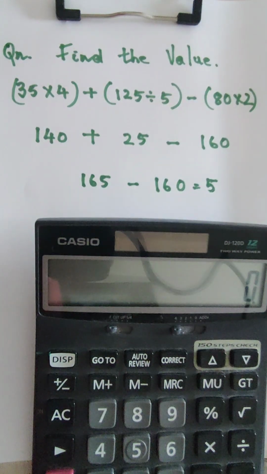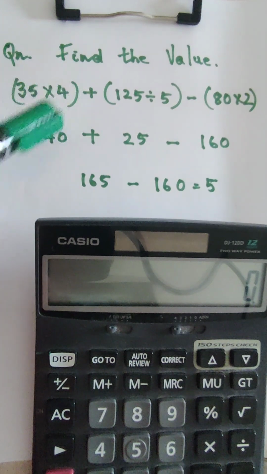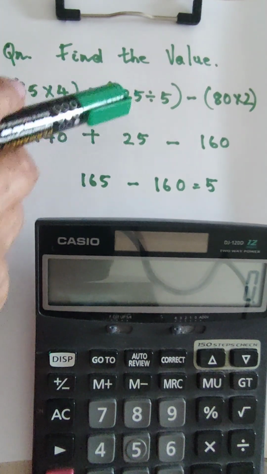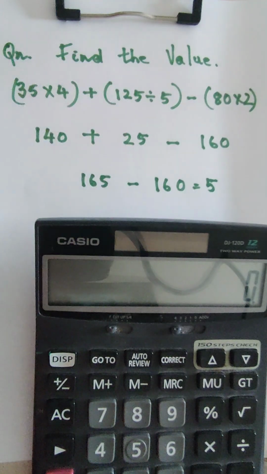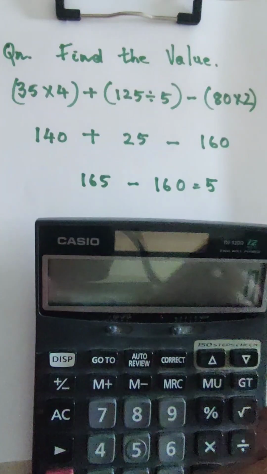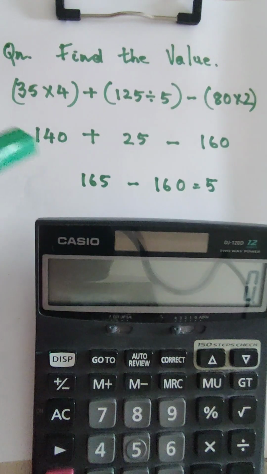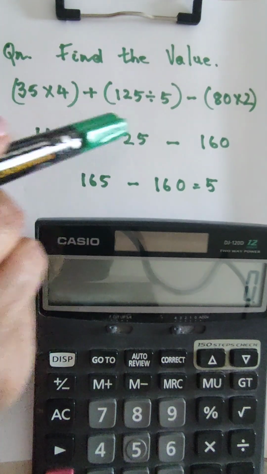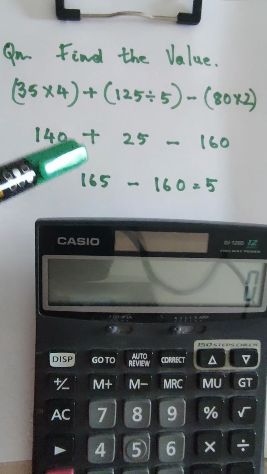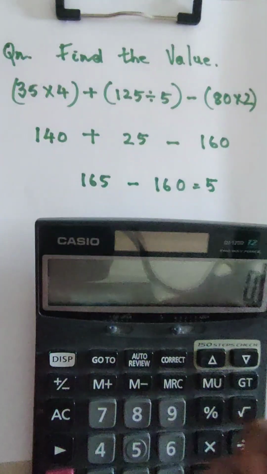Now, if we are not using these buttons on the calculators, or if we are doing this question manually, what are we going to do? We'll multiply these two. 35 4s are 140, we'll write here, plus 125 divided by 5 is 25, minus 80 2s are 160, correct? And then we will add these two, 140 plus 25, we get 165, minus 160, and the answer is 5.